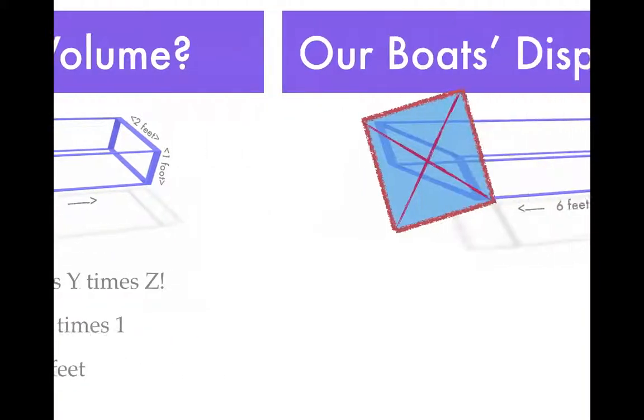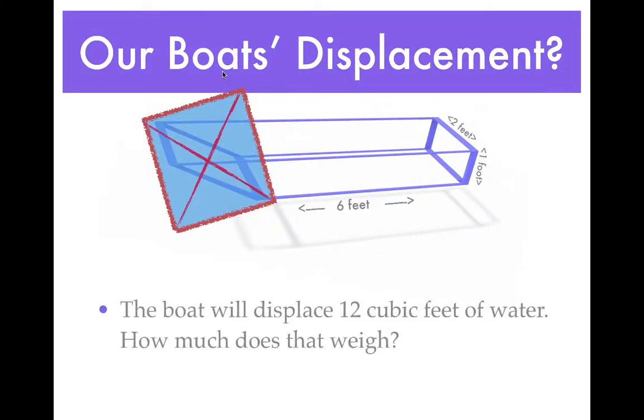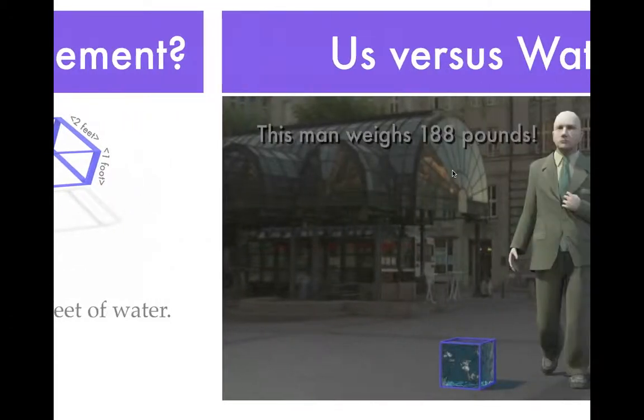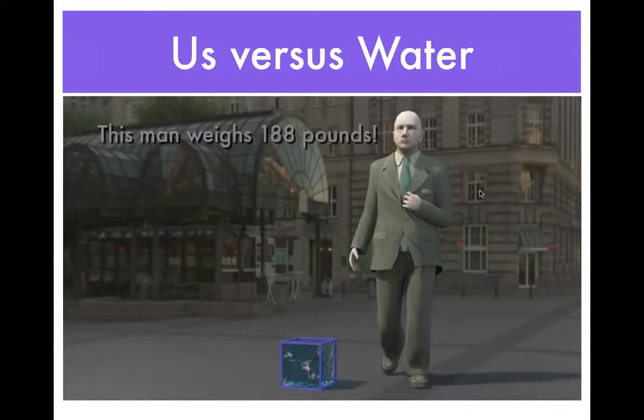Okay, so what does that mean then for how much water our boat will displace? We know the boat will displace 12 cubic feet at least. So what does that mean for how many people we can put in the boat? Well, what we would need to know is how much does 12 cubic feet of water weigh? Well, let's think about that. First of all, let's take a look at a practical example. This man here weighs 188 pounds, including his stylish suit.